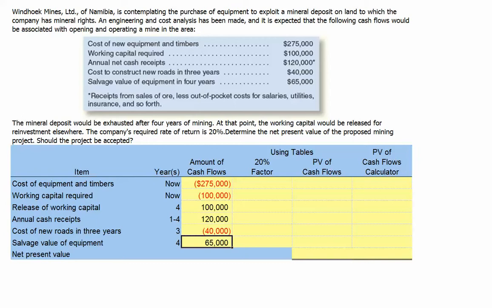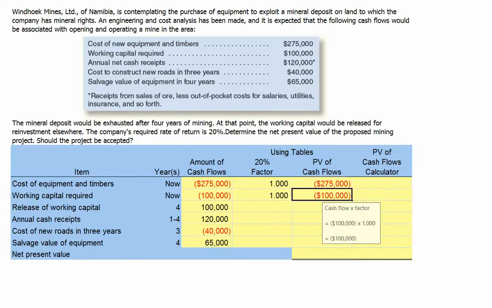If Namibia has a required rate of return of 20%, let's determine the net present value of the proposed mining project and answer the question about whether the project should be accepted. Cash flows happening at time 0, which would be the $275,000 and the $100,000, don't need to be discounted back. So we've got a cash outflow of $275,000 at time 0 and $100,000 for working capital at time 0.